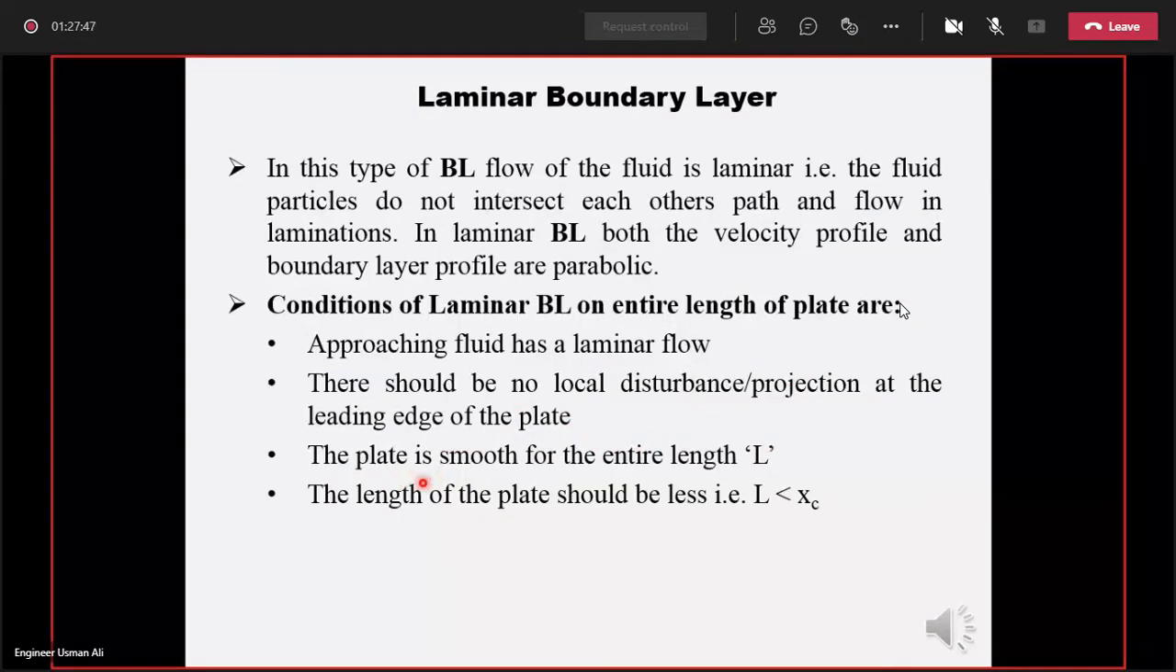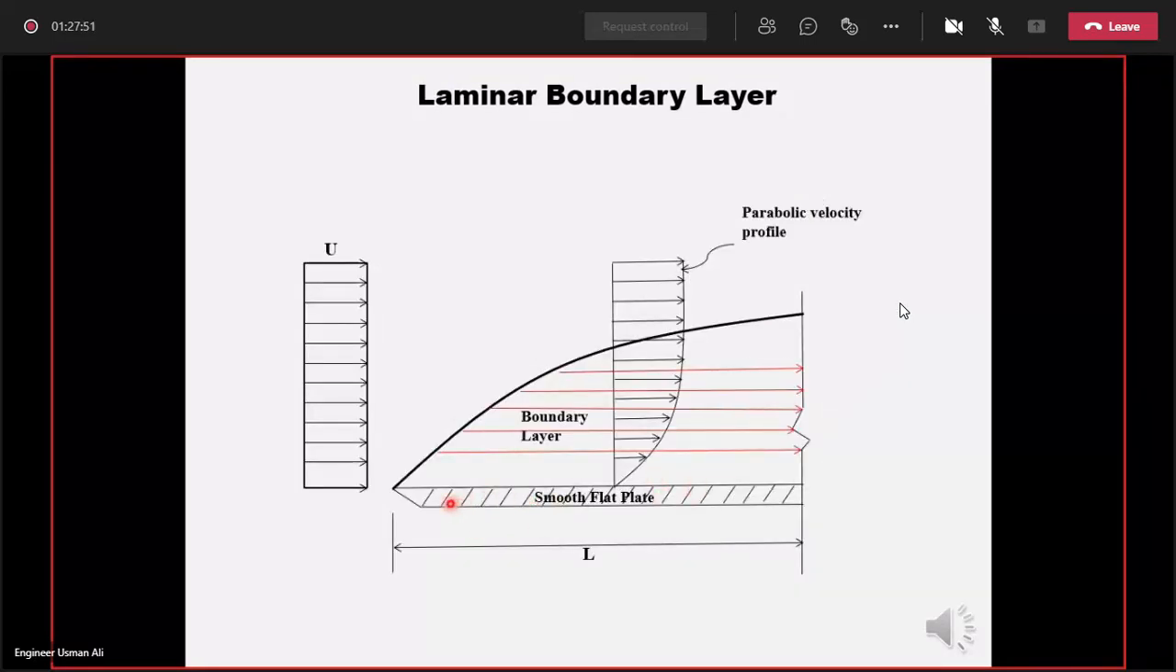Plate is smooth for entire length, so there should not be any roughness in between the leading edge and the trailing edge. एक तो यह है कि लीडिंग एज पे कोई रफनेस ना हो, और दूसरा यह है लीडिंग एज से ट्रेलिंग एज के दरमियान किसी भी जगह पे रफनेस ना हो. इफ द रफनेस विल बी देयर, दैट विल चेंज द बाउंड्री लेयर फ्रॉम लैमिनार टू टर्बुलेंट.